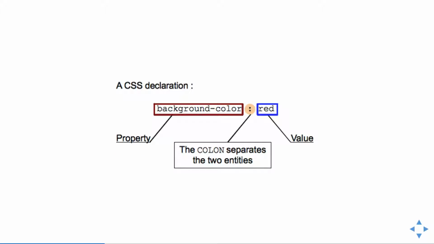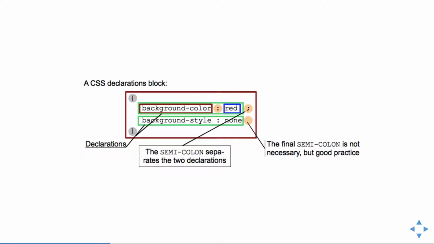So just a quick look at syntax. We talked a little bit about the terms. We have a property and a value. So a colon always separates these two things, right? When we combine multiple of these declarations, we end up with a declaration block. Each declaration needs to be separated by a semicolon.